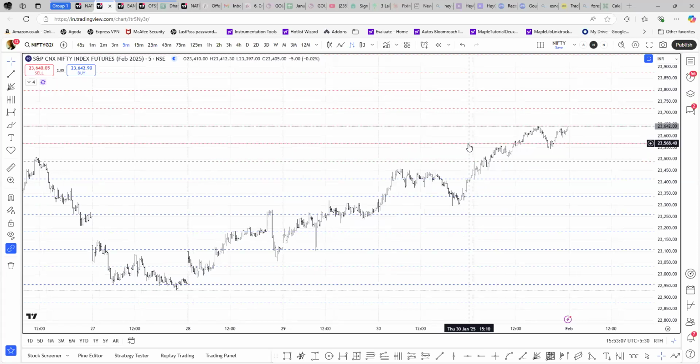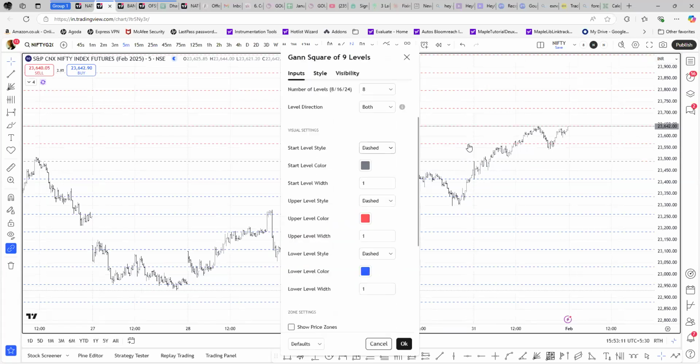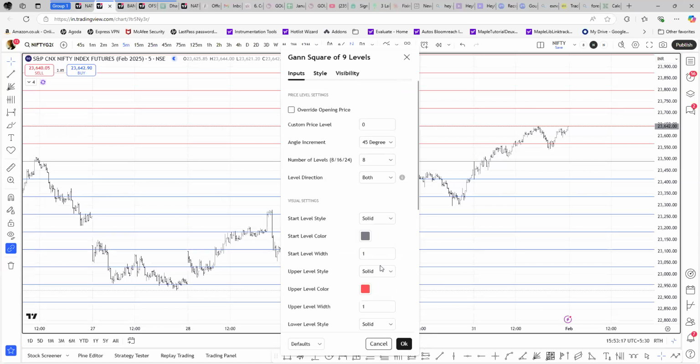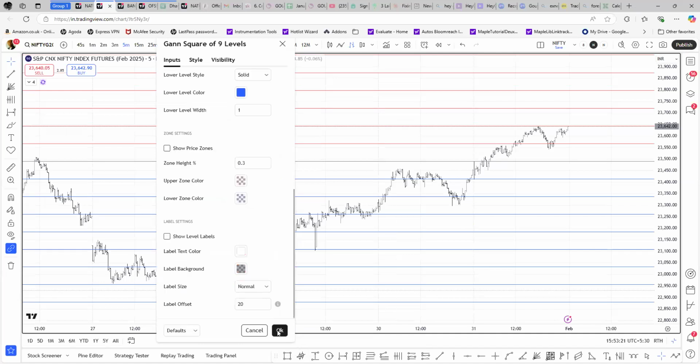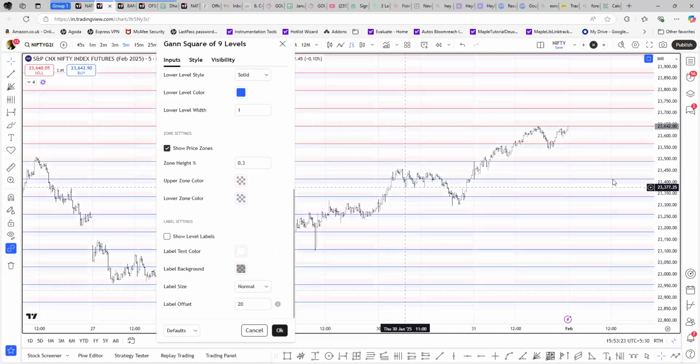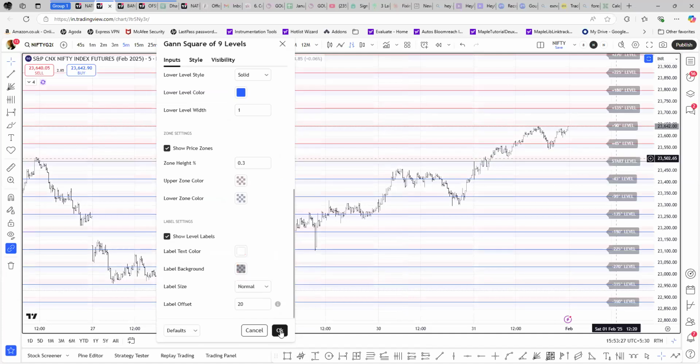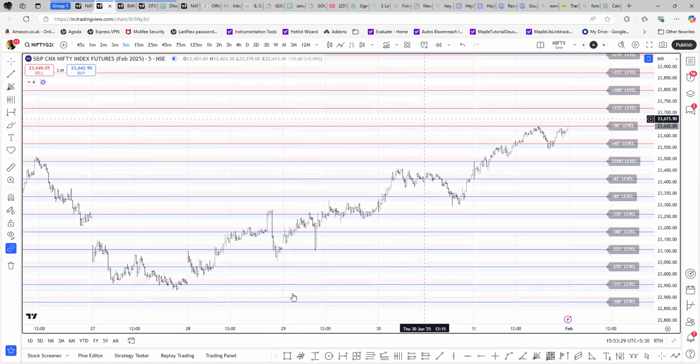So I'm going to show you how you can change the look and feel. I go to settings. First of all, I'm going to change everything to solid because that's the style that I like the most. And this is how it will look. I'm also going to turn on the zones, so it will plot the zones, and I'm going to turn on the levels, so it will show the levels, right? So that's the basic visual settings.